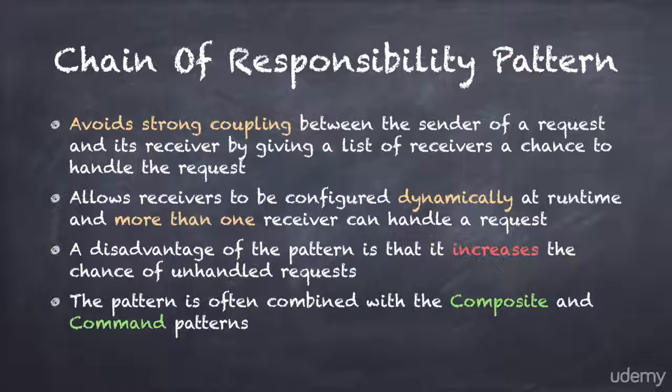So, the chain of responsibility pattern avoids strong coupling between the sender of a request and its receiver by giving a list of receivers a chance to handle the request. The pattern allows receivers to be configured dynamically at runtime, and more than one receiver can handle a request. A disadvantage of the pattern is that it increases the chance of unhandled requests, and the pattern is often combined with the composite and command patterns.